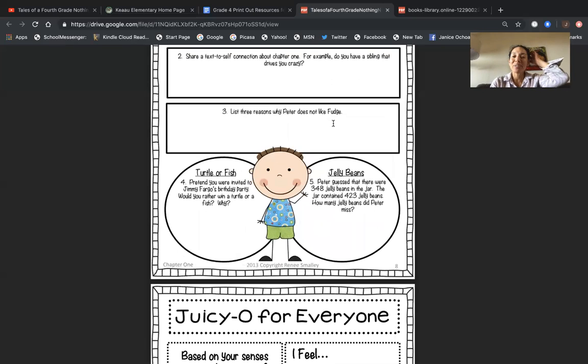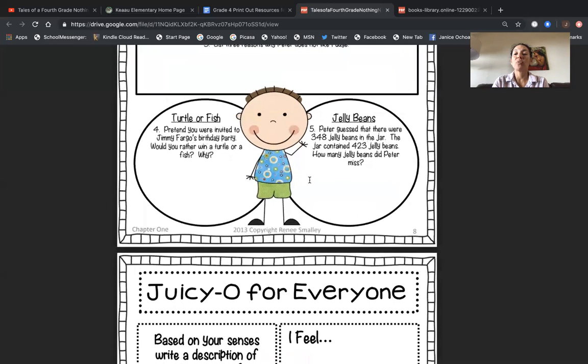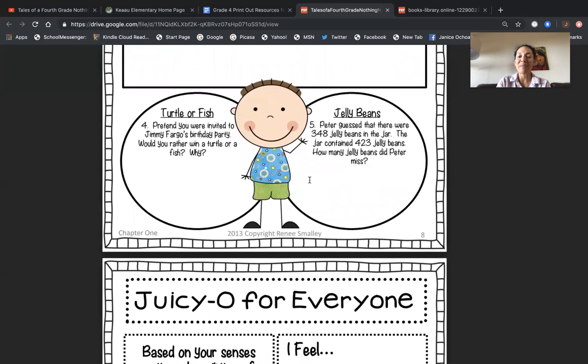Number 3, list 3 reasons why Peter does not like Fudge. So go back to chapter 1. Why do you think Peter does not like Fudge? Number 4, pretend you were invited to Jimmy Fargo's birthday party. Would you rather win a turtle or a fish? Why? So explain why. And number 5, Peter guessed that there were 348 jelly beans in the jar. This jar contained 423 jelly beans. How many jelly beans did Peter miss? Oh my gosh, Mrs. Blaber sees that your 4th grade teachers threw in a math question. Good for them. So answer that and try your best to answer in complete sentences.